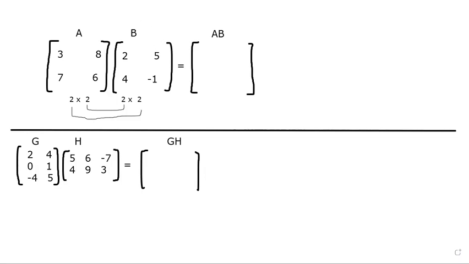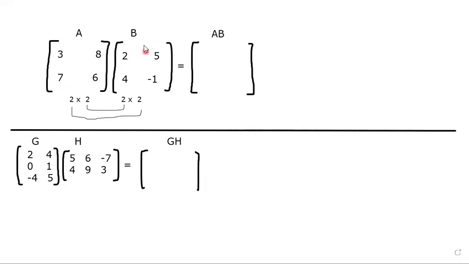Okay, now we need to start working. What we do is the first row of A times the first column of B. Then we do the first row of A times the second column of B. Then the second row of A, I apologize, times the first column of B. And the second row of A times the second column of B.